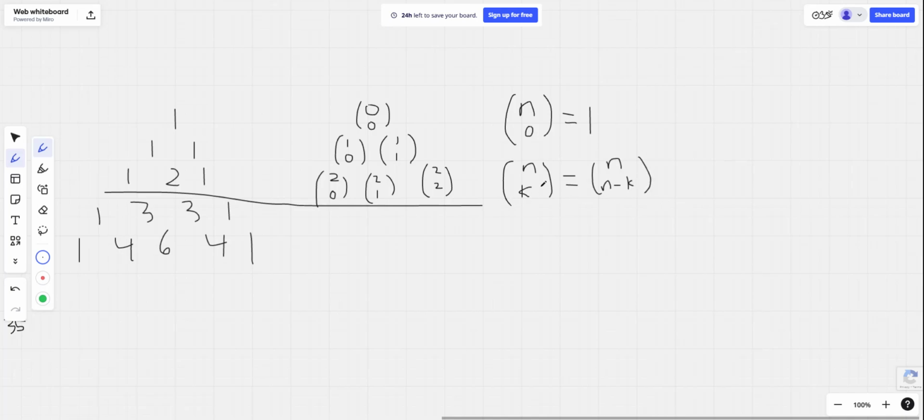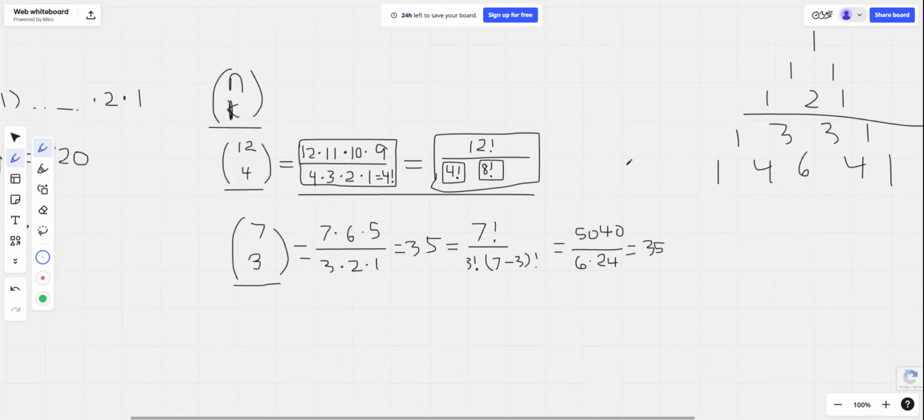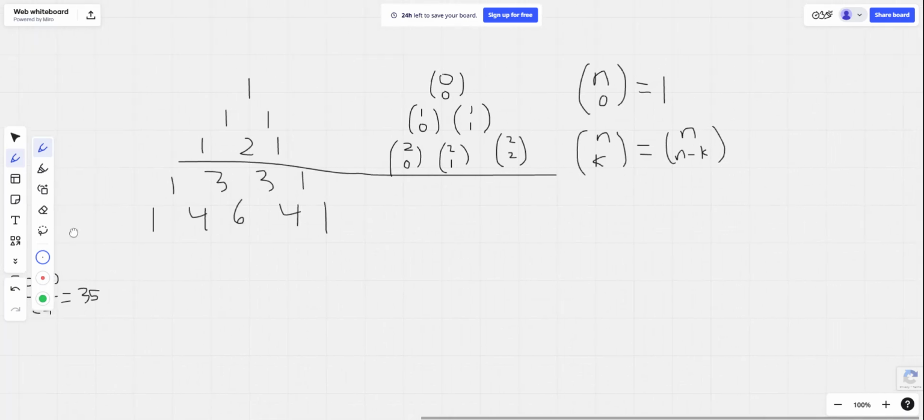The way to think about this is that the number of ways to choose k items from a set of n is the exact same thing as not choosing the remaining n minus k items. So if we go back here, choosing 4 songs from The Life of a Showgirl to be on your new playlist is the same thing as choosing 8 songs from The Life of a Showgirl to not be on your playlist. So that is combinatorics numbers.